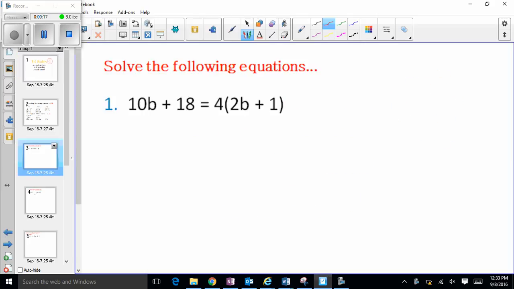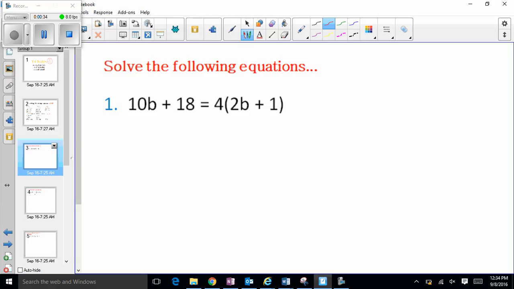All right, skipping ahead to the first slide: 10b plus 18 equals 4 times the sum of 2b plus 1. I think already my class is tuning me out. I don't sound very exciting. I'm sorry. I'll try and be engaging.